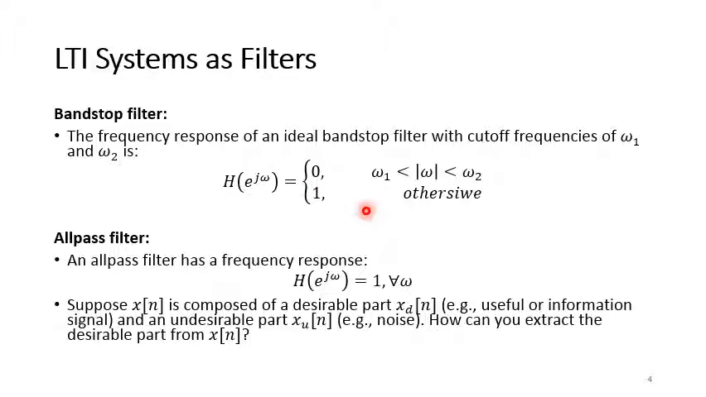One more filter that is frequently found is the all pass filter. An all pass filter has a frequency response equal to 1 for all frequencies. That means it will pass all the frequencies.